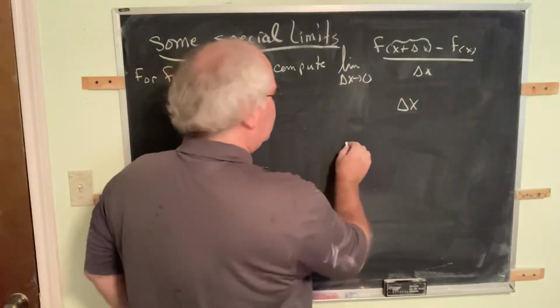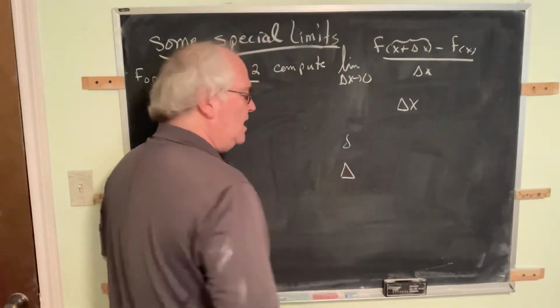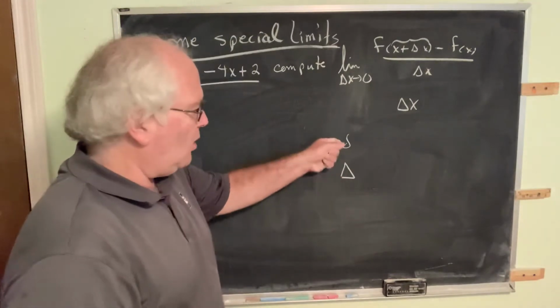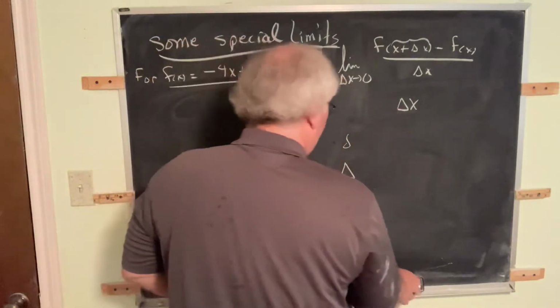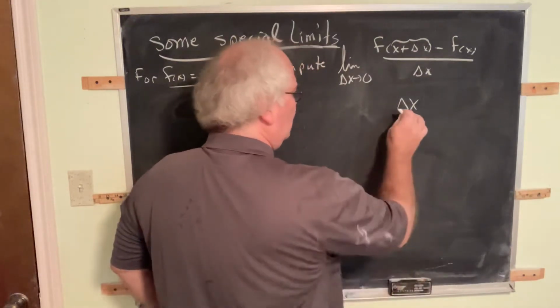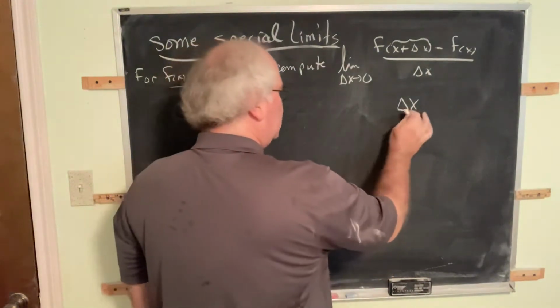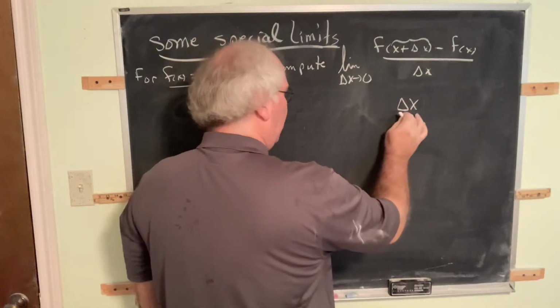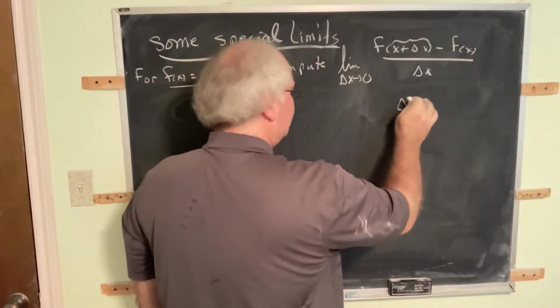Remember, lowercase delta looks like this. If you hit shift on your Greek typewriter, you get capital delta. So this is uppercase delta. And we regard this as if it were a single letter, one single individual letter or one single variable. This does not mean delta times x.